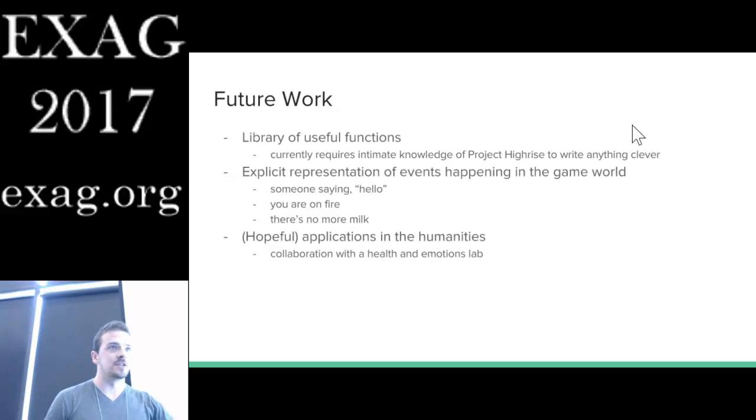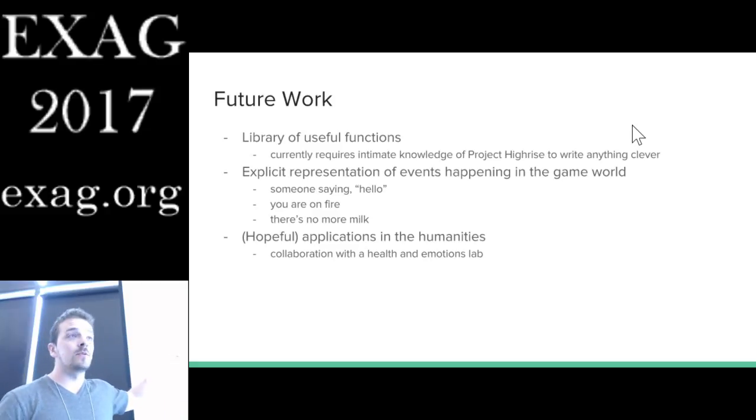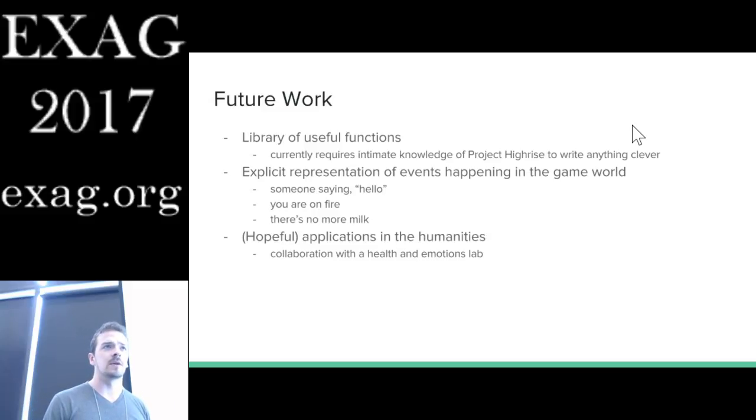Ostensible future work, in addition to polishing off all of those rough spots: it'd be cool to have a library of useful functions. Currently, if you want to do anything clever, you kind of need intimate knowledge of the Project Highrise codebase, which basically means you either need to be me or Rob.